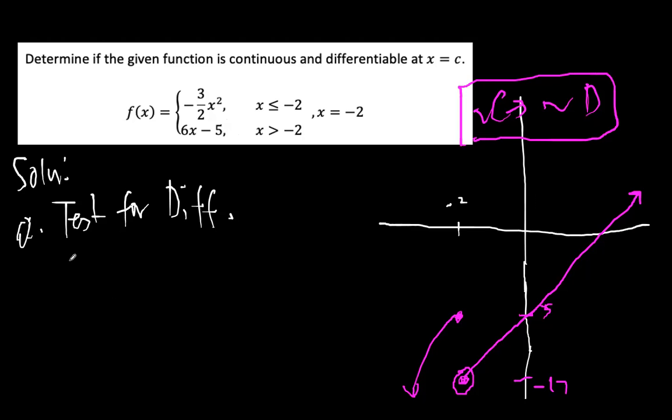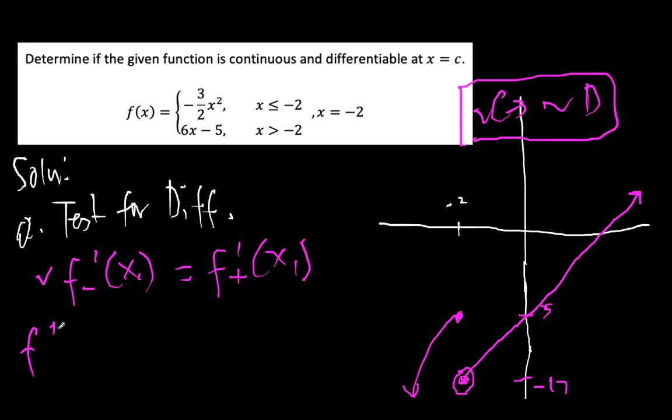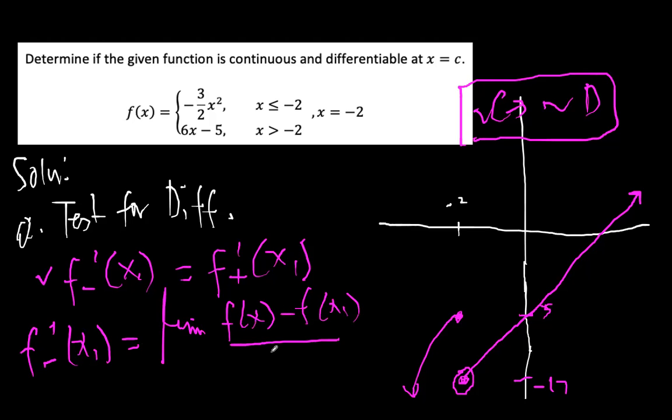So as for differentiability, again, we need to check that the derivative at x sub 1 from the left should be equal to the derivative at x sub 1 from the right. Okay, and they should exist, of course. So let's work on the left-hand side. So f prime of x sub 1 is equal to the limit of f of x minus f of x sub 1 all over x minus x sub 1 as x approaches x sub 1 from the left.